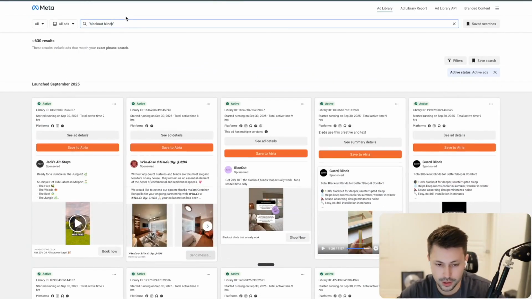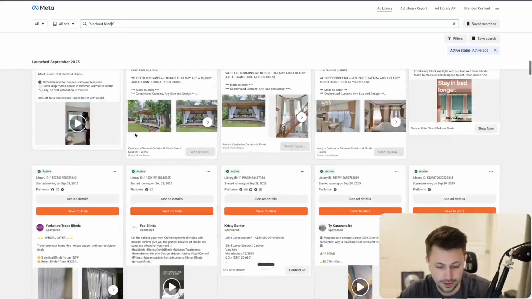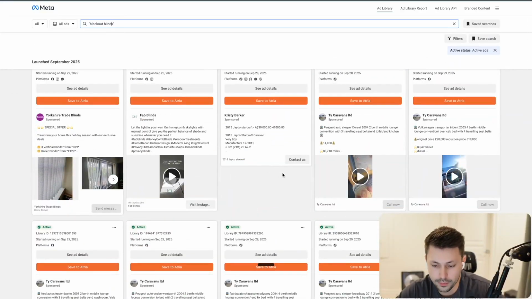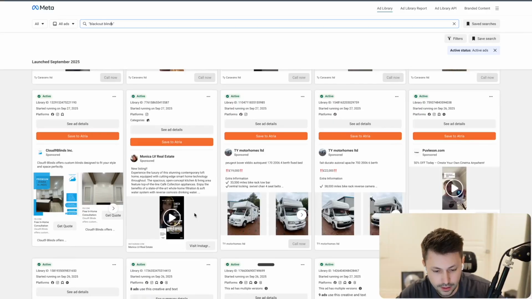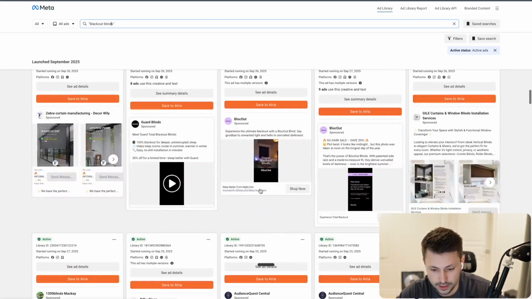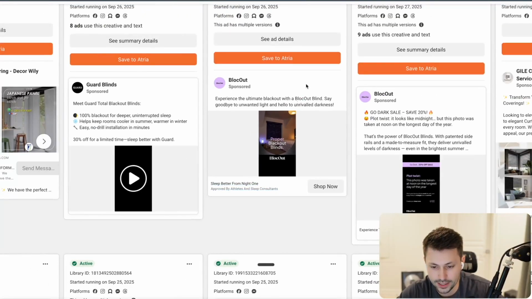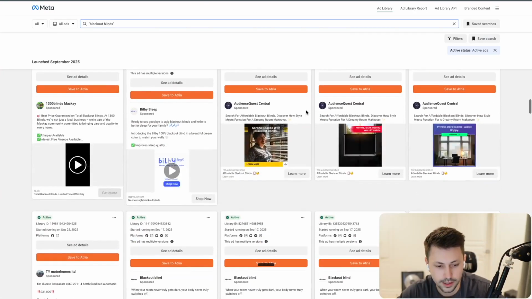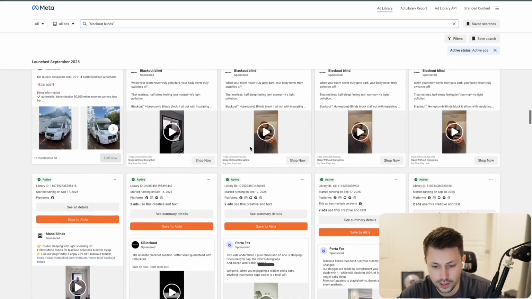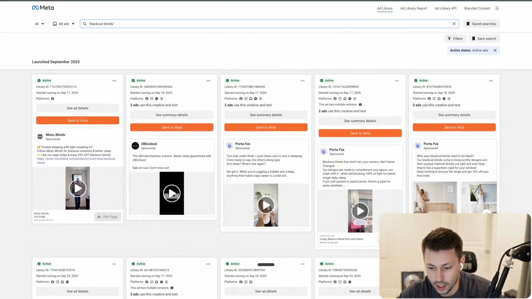And again, all you guys are going to do is search up your product or a term specifically in the ad library, just to get an idea of what people are marketing and what people are saying. You might see some crazy stuff, but it's like proper blackout blinds, right? Experience the ultimate blackout with blockout. Interesting. At the end of the day, what you guys are looking for here is just other desires.